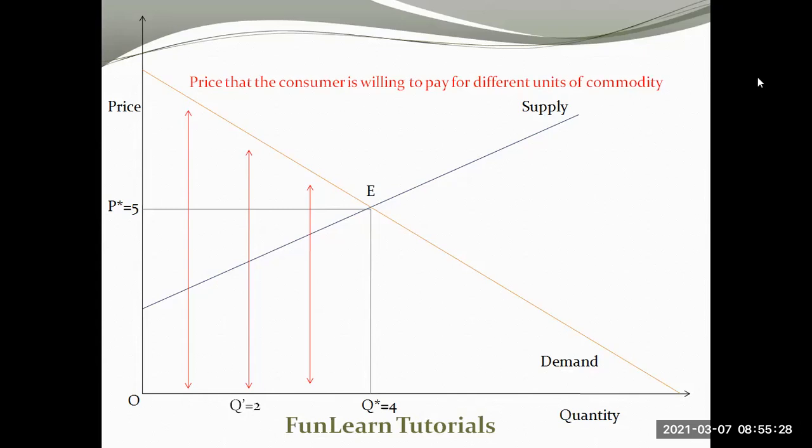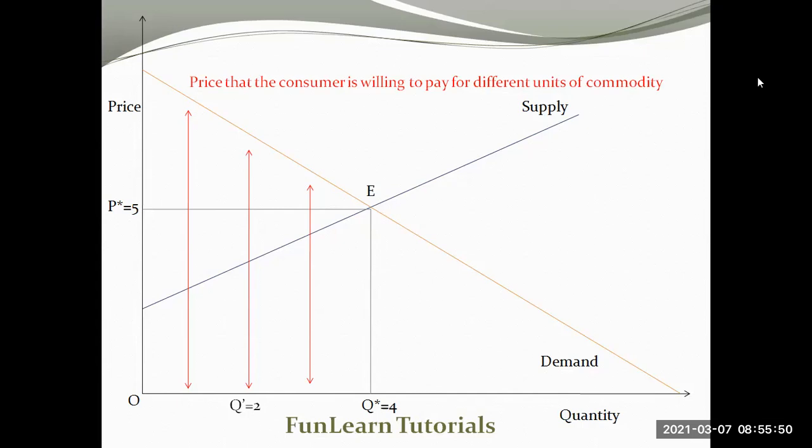So as the price, or rather again in the reverse direction, as the price of a particular commodity falls, the individual starts to demand more of that commodity. So if we move from left to right along the demand curve, then the price of the good keeps falling, which is why the consumer keeps increasing the quantity demanded of that commodity.